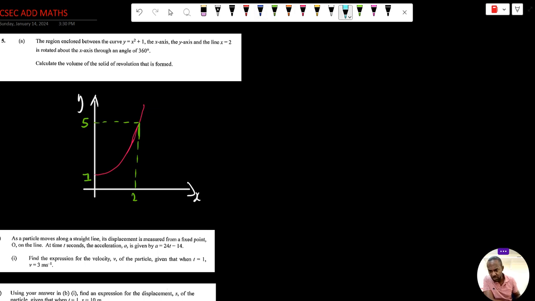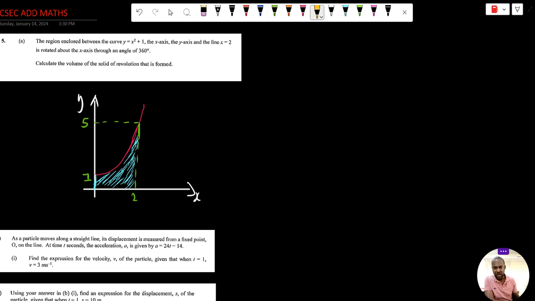Let me identify the region. This region between here, right? So that region is bounded by the x-axis, the y-axis, the line x equals 2. That is the region we're talking about. And we're told that the region is going to be rotated about the x-axis through an angle of 360 degrees, and we want to find the volume of revolution that is formed.